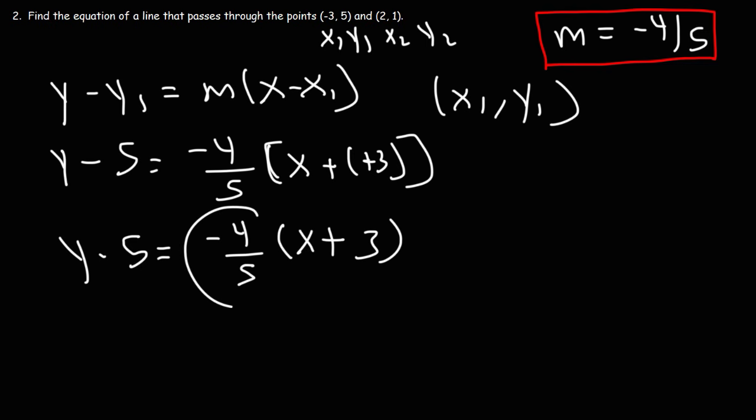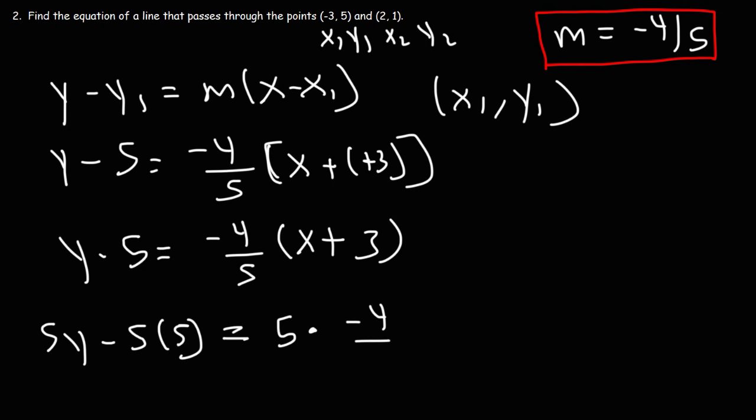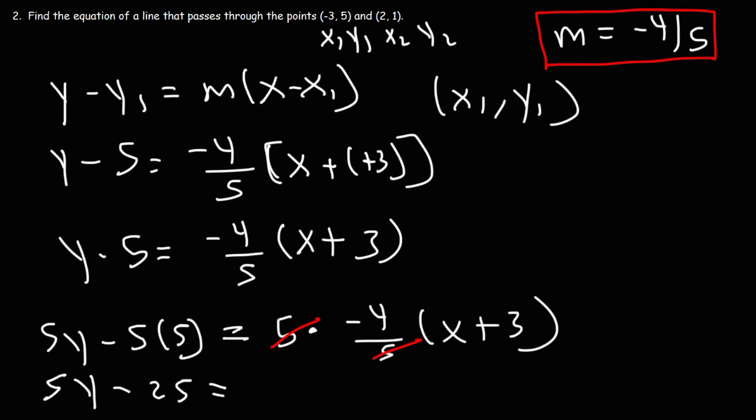Now notice that we have a fraction. Before we distribute negative 4 over 5, it's going to be easier if we could just multiply everything by 5, just to get rid of the fraction. So I'm going to have 5y minus 5 times 5, equals rather, 5 times negative 4 over 5 times x plus 3. So these 5's will cancel. So I'm going to get 5y minus 25 is equal to, and right now I have negative 4 times x plus 3.